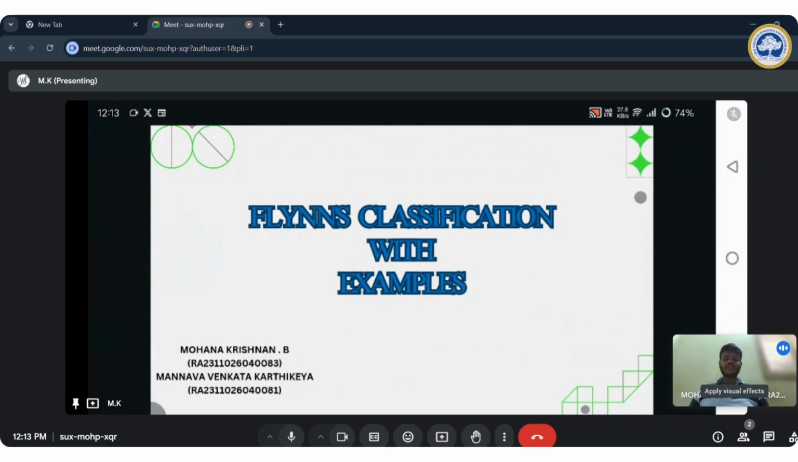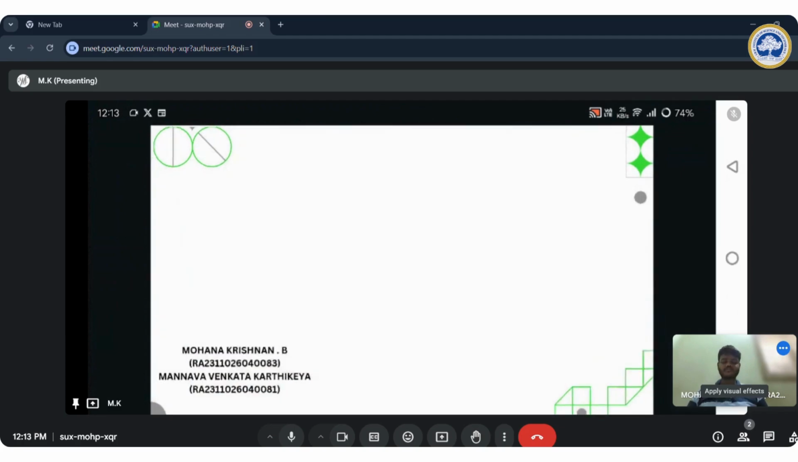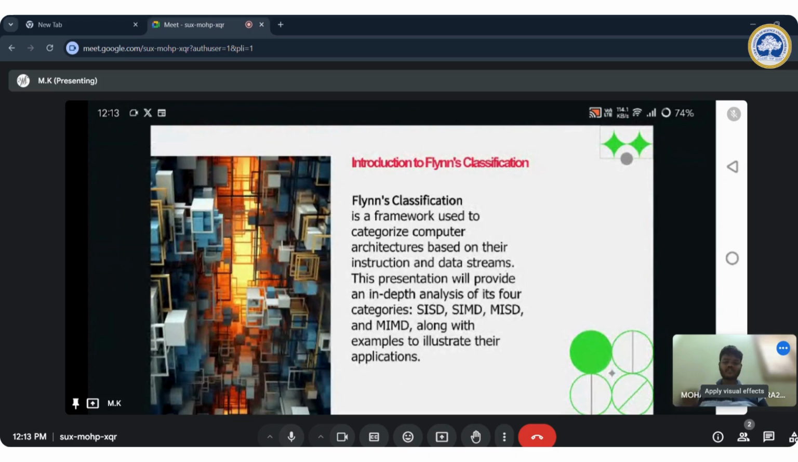We are going to see a topic about Flynn's classification with examples. Introduction to Flynn's classification. Flynn's classification is a framework used to categorize computer architectures based on their instruction and data streams. This presentation will provide an in-depth analysis of its four categories: SISD, SIMD, MISD, and MIMD, along with examples to illustrate their applications.